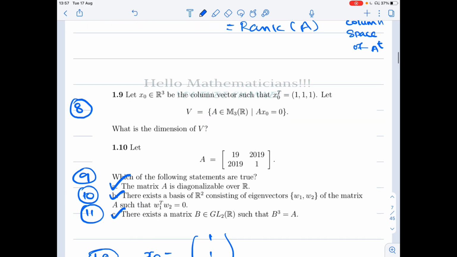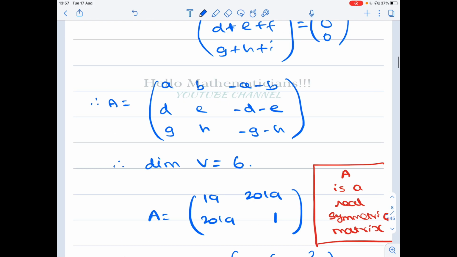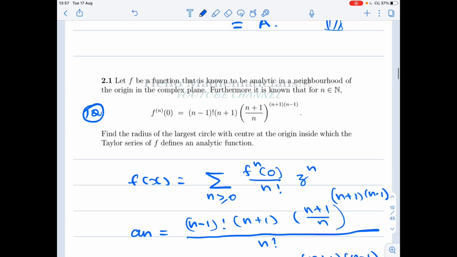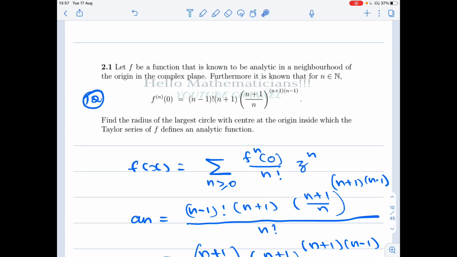So now, let's try to continue. Let f be a function that is known to be analytic in a neighborhood of origin in the complex plane. Furthermore, it is known that for n belongs to N, f nth derivative evaluated at 0 is this number. Find the radius of the largest circle centered at the origin inside which Taylor series of f defines an analytic function. Basically, they are asking for radius of convergence. Okay, this is the geometric description of radius of convergence.